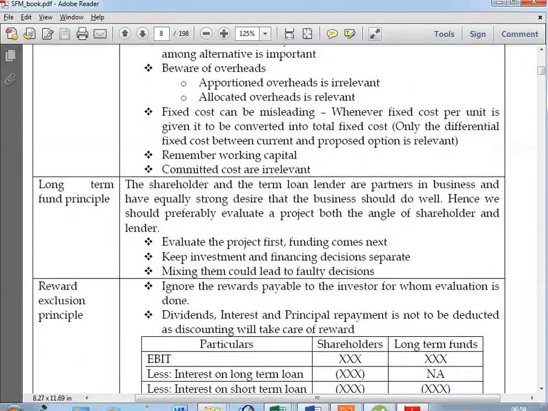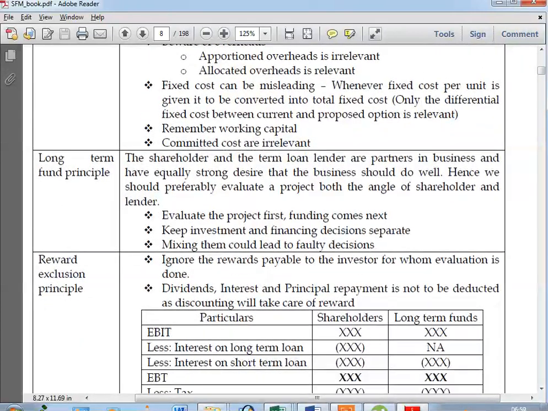When it comes to the reward exclusion principle, as of now you just understand that whoever provides money for capital, whatever reward we pay to them, we have to ignore it. As far as FM is concerned, there are 3 people who provide money: debt, equity and preference. All these are partners in the business. What do you pay to a debt guy?